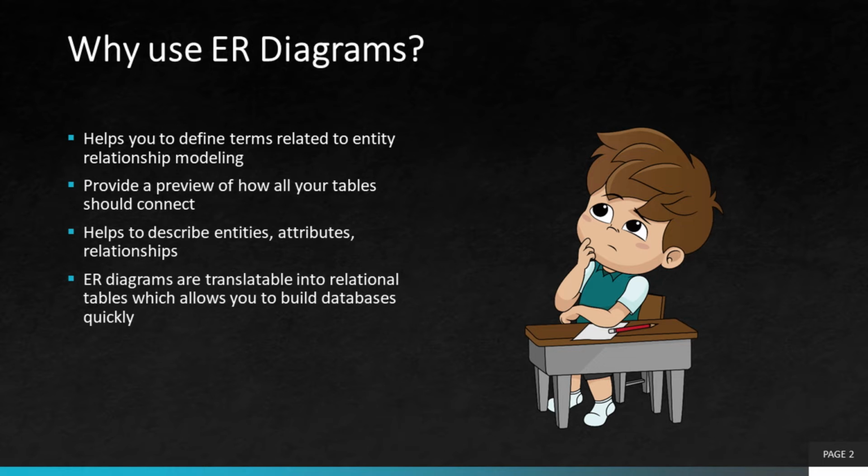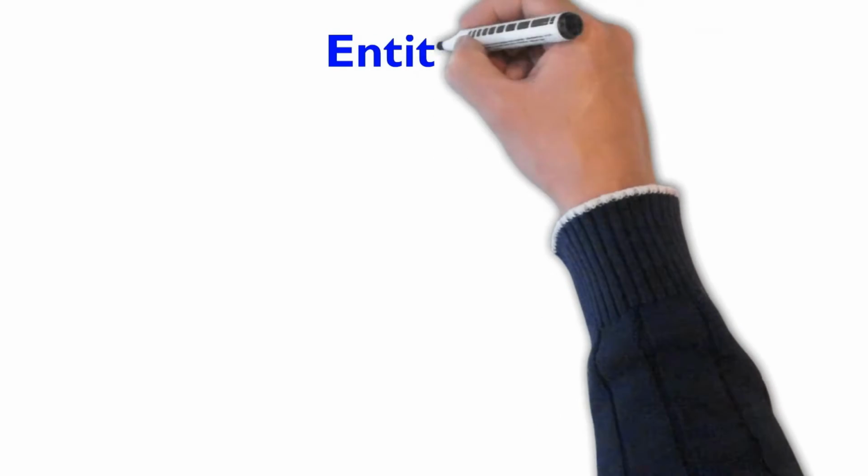So as mentioned in the previous lecture, an ER model has three basic components: entities, attributes, and relationships. In the upcoming lectures, we're going to be taking a detailed look at each of these. In this lecture, we're going to be taking a look at entities.